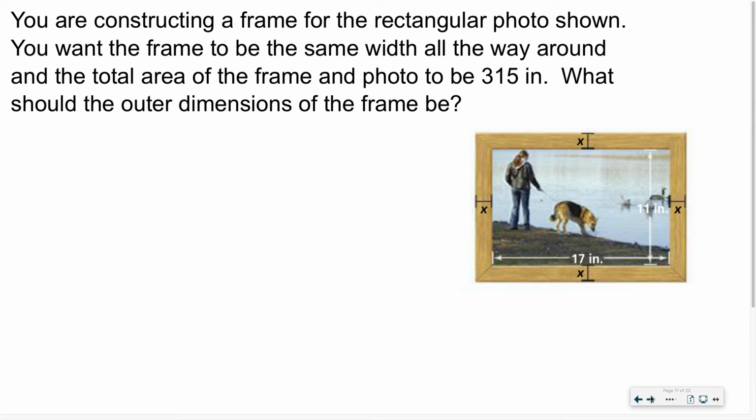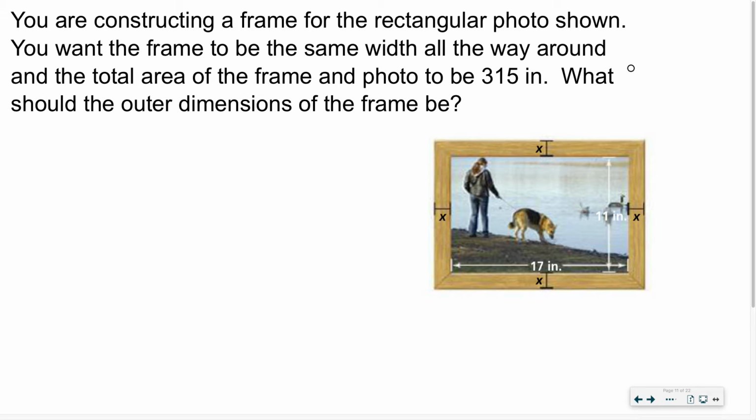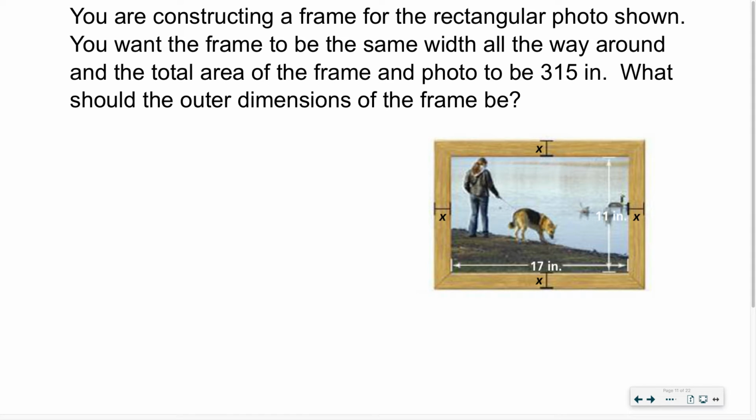Now, in a real-world situation, we're going to go through this one relatively quickly so that you have some practice factoring. In this example, if you are going to construct a frame for this rectangular photo, you want the width to be the same all the way around, and you know that you want the area of the new picture and frame to be 315 inches. So we're going to figure out what the outside dimensions of the frame should be. Like, how much are we going to add on here?